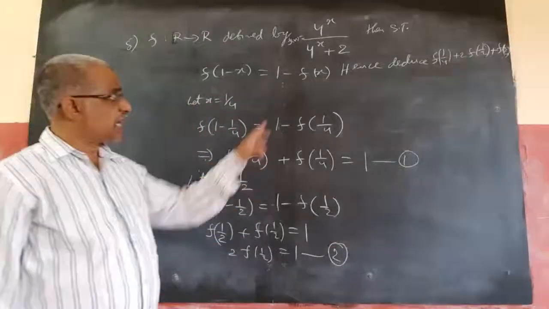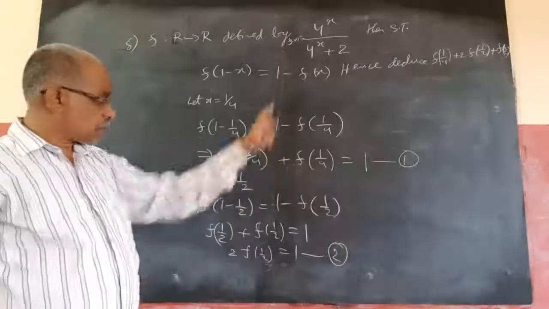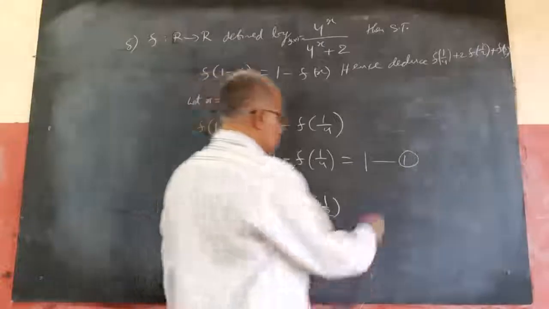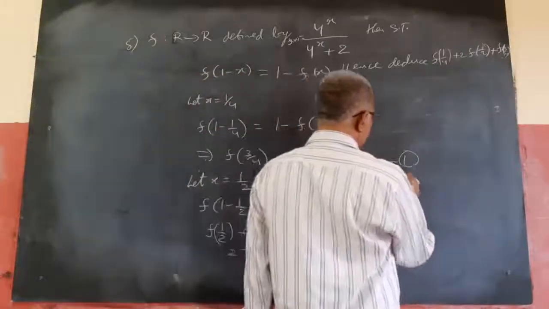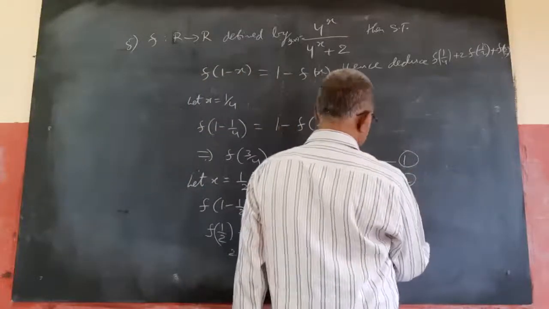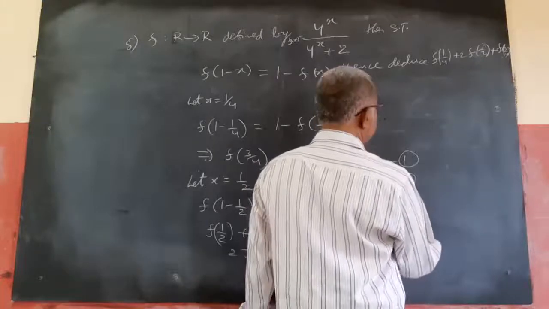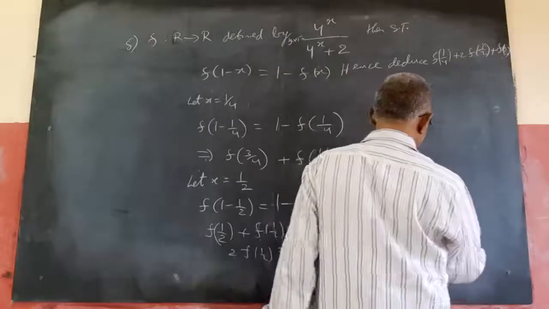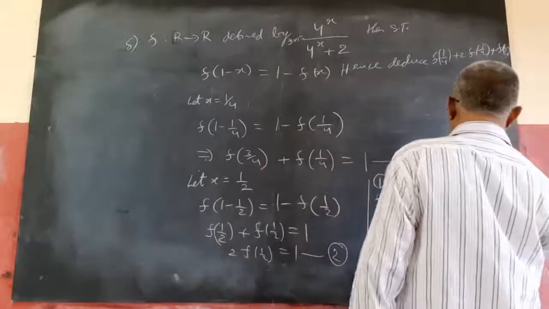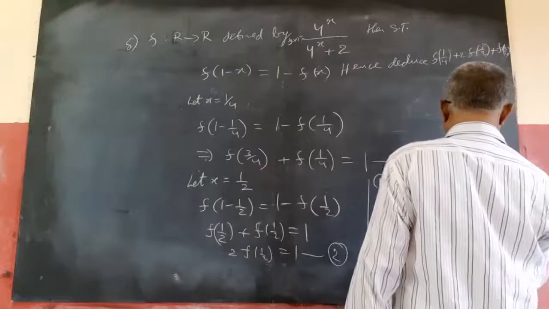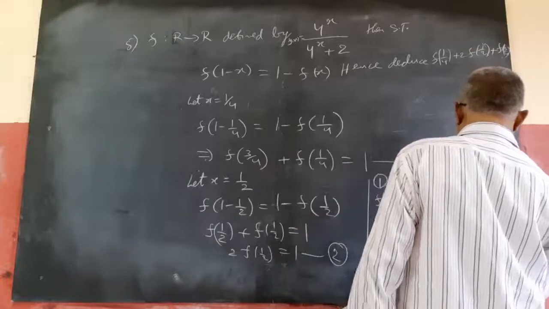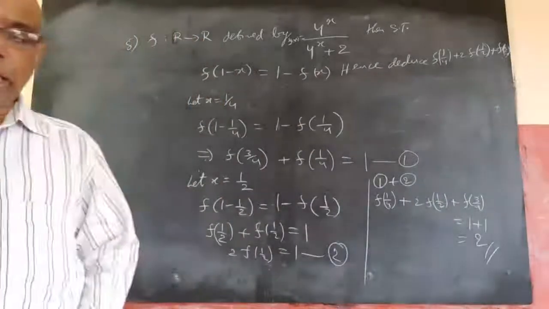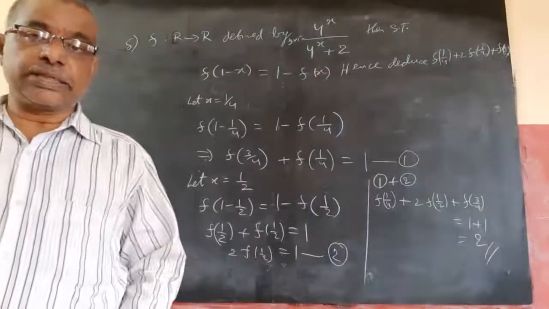Now add equations 1 and 2, because we need f(1/4) + 2 f(1/2) + f(3/4). If I add 1 and 2, I will get f(1/4) + 2 f(1/2) + f(3/4) = 1 + 1. So the final answer is 2. Like this, we can solve functional sums.